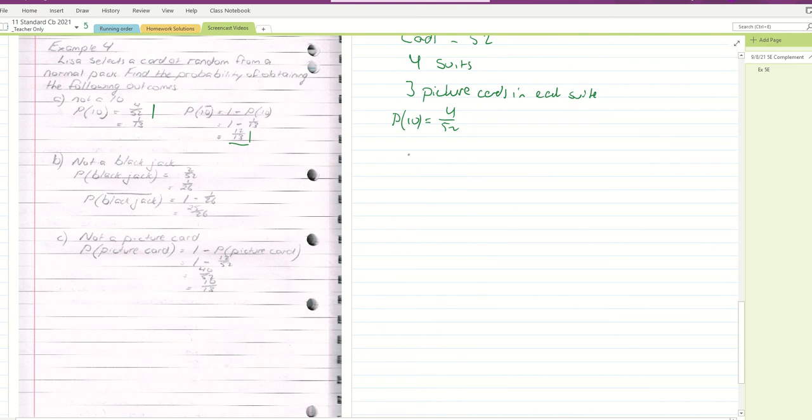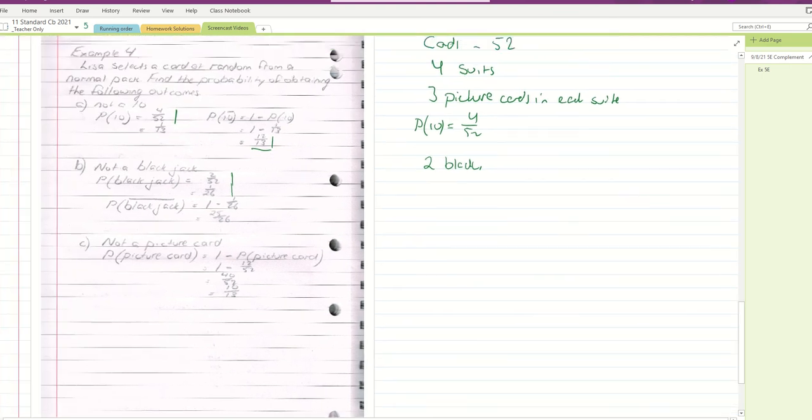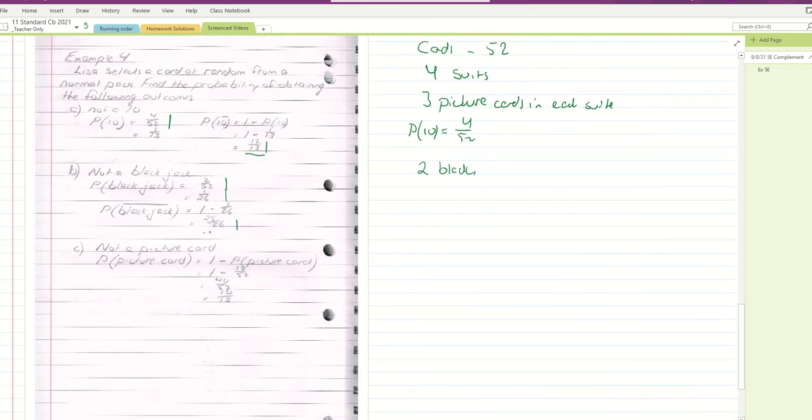The probability of not drawing a black jack. Again, there are 2 black jacks. We've got the jack of spades and the jack of clubs. So our probability is 2 over 52, which simplifies to 1 on 26. The probability of not drawing a black jack is therefore 1 minus the probability of drawing a black jack. 1 minus 1 on 26 is equal to 25 on 26.